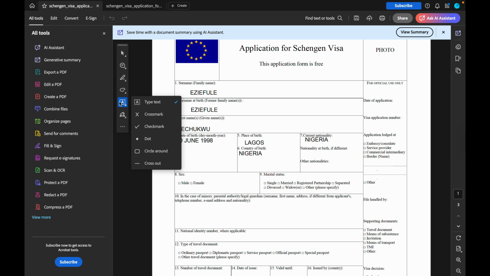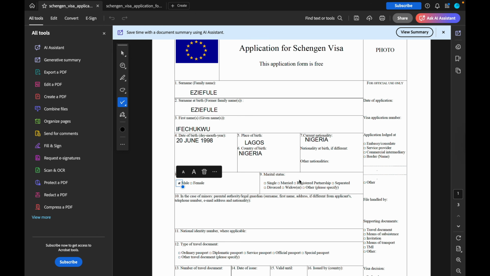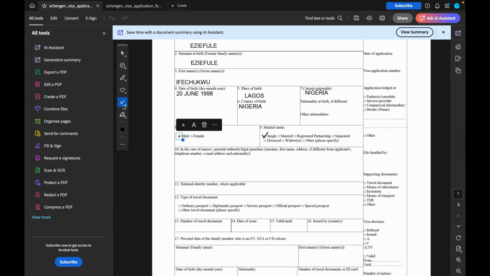Sex, you just change here to tick, because there are a couple of boxes you don't need to write. All you need to do is to tick, so you change it here and you click your sex here as male for me. Marital status single for me. Let's go back and change it back to text. In case of minors or parental authority, legal guardian, you have to indicate the name of the legal guardian here, their email address, their phone number, and also their nationality.